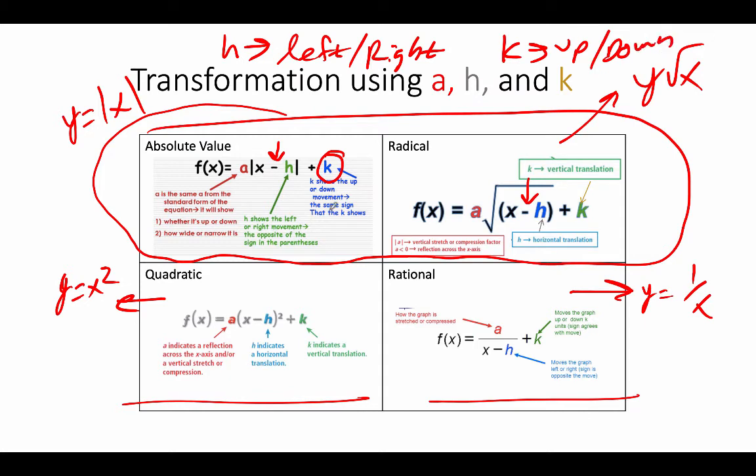And then a: if a is negative, it's reflected over the x-axis. If a is greater than 1, it's going to be a stretch, or a vertical stretch. It's going to go up faster. If a is a fraction, then it's going to be a compression, so it's wider. We'll take a look at some examples.